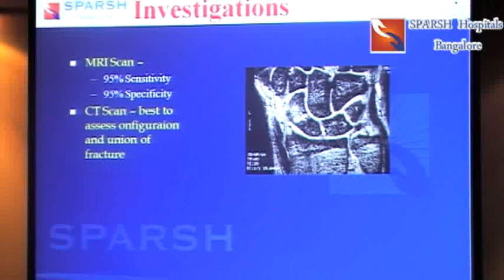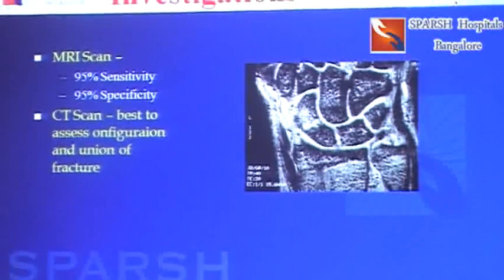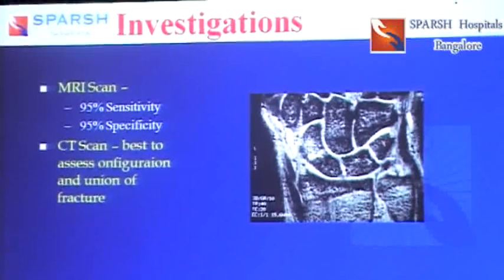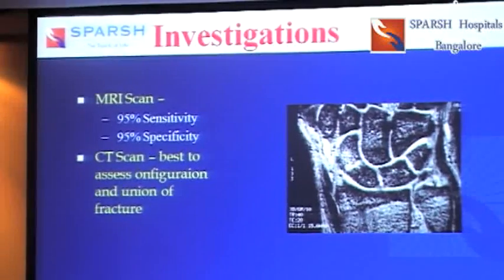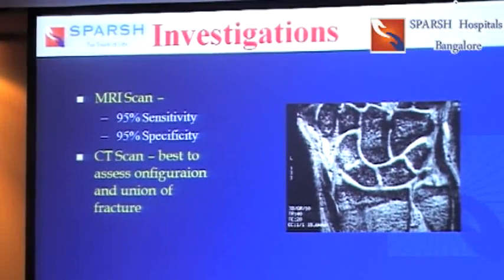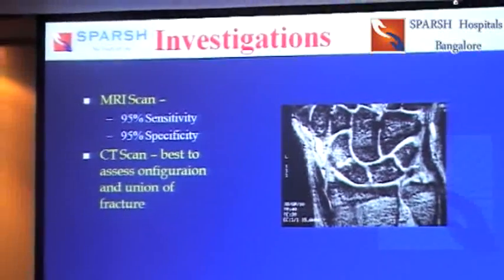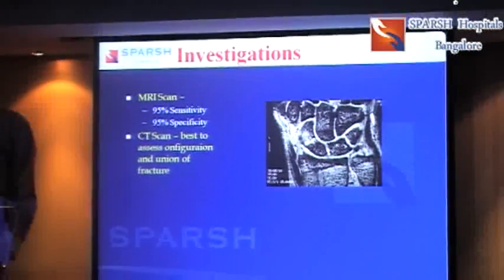And CT scan is also used to more or less assess the type of fracture, and also if you are following up the patient to see whether there is union or not. So MRI scan has become almost more than 95% sensitivity and 95% specificity now. So how long would you keep a plaster for a scaphoid fracture? 3 months, sir. 12 weeks.